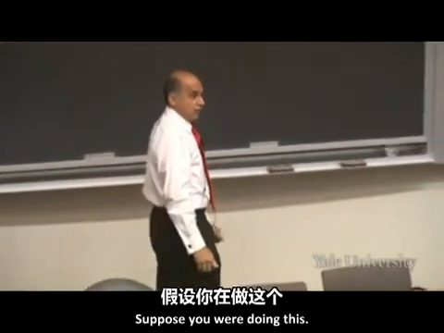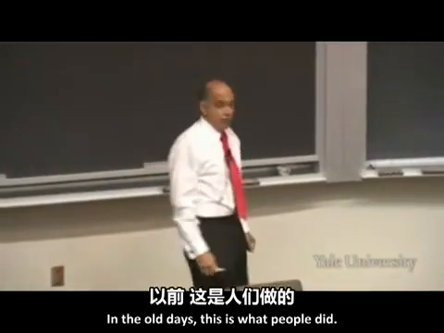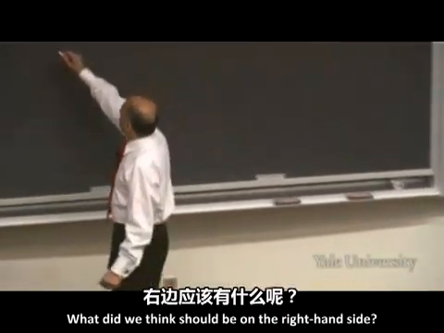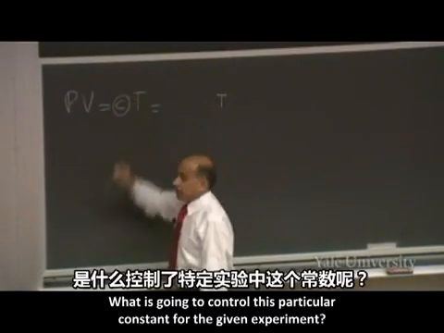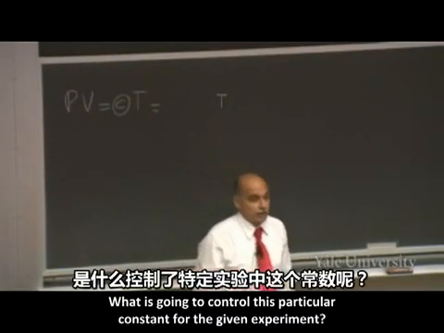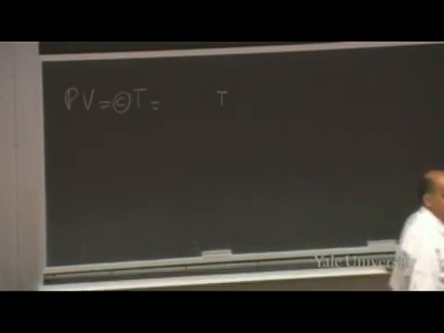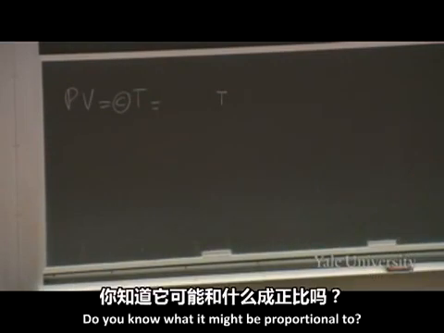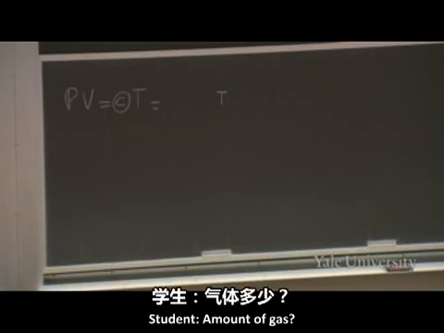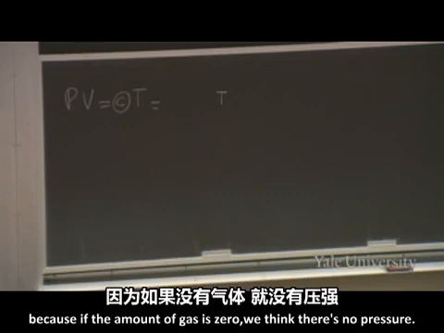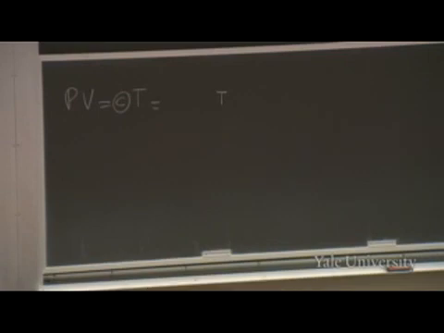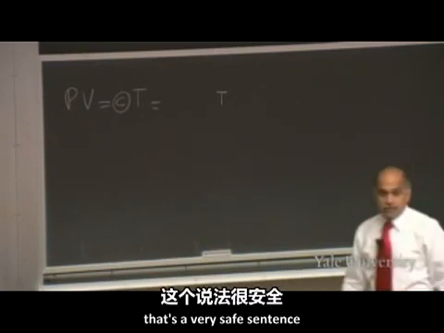Suppose you were doing this in the old days. This is what people did. What do we think should be on the right-hand side? What is going to control this particular constant for your given experiment? Do you know what it might be proportional to? Yes? Amount of gas. That's true. Because if the amount of gas is 0, we think there's no pressure. When you say amount of gas, it's a very safe sentence.